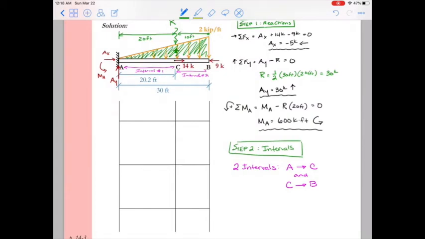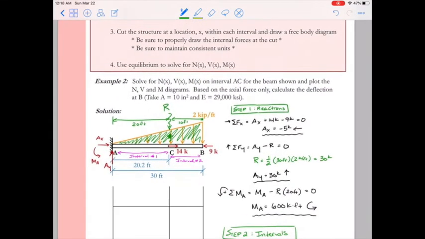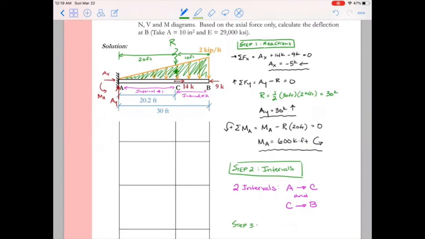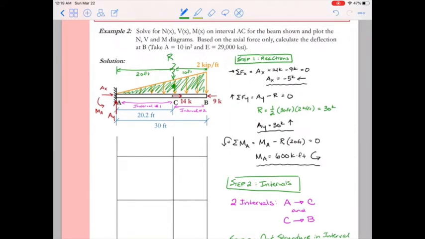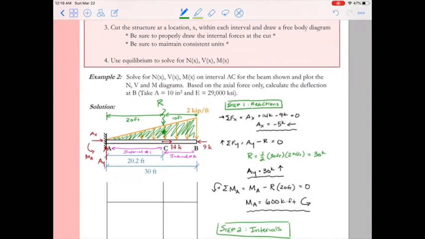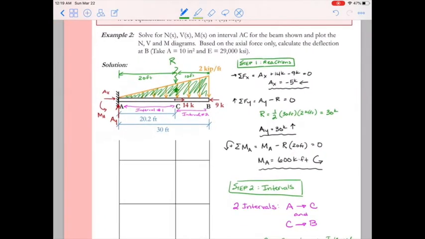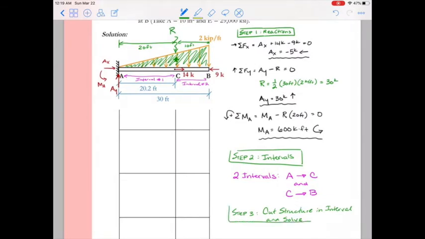All right, moving along to step 3. We are asked to cut the structure at a location X within each interval and then draw a free body diagram. And then we can move on to step 4, which will actually be using that free body diagram using equilibrium to solve the problem. So I don't really have space on this page for step 3, so we're going to have to go ahead and put step 3 on the next page.